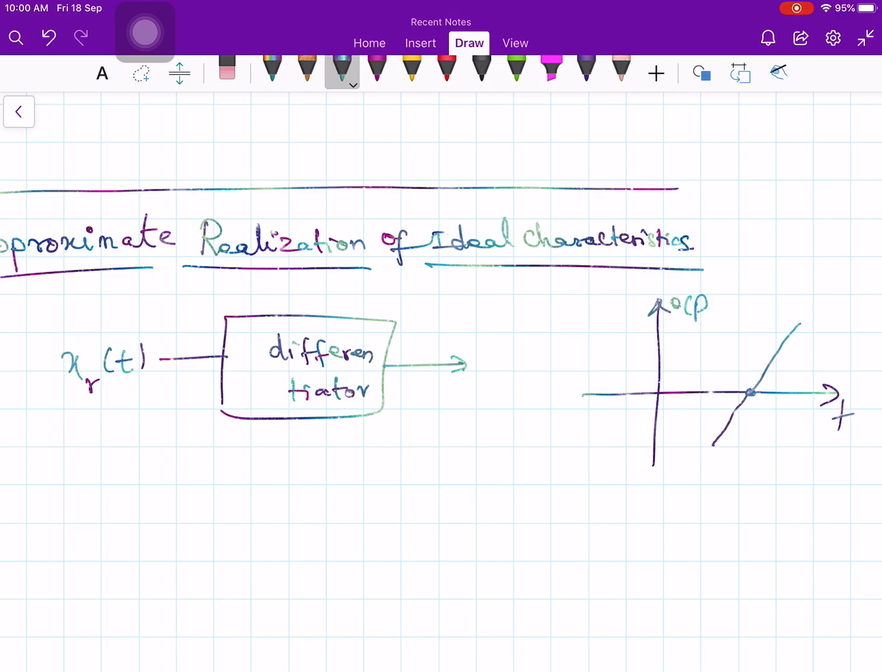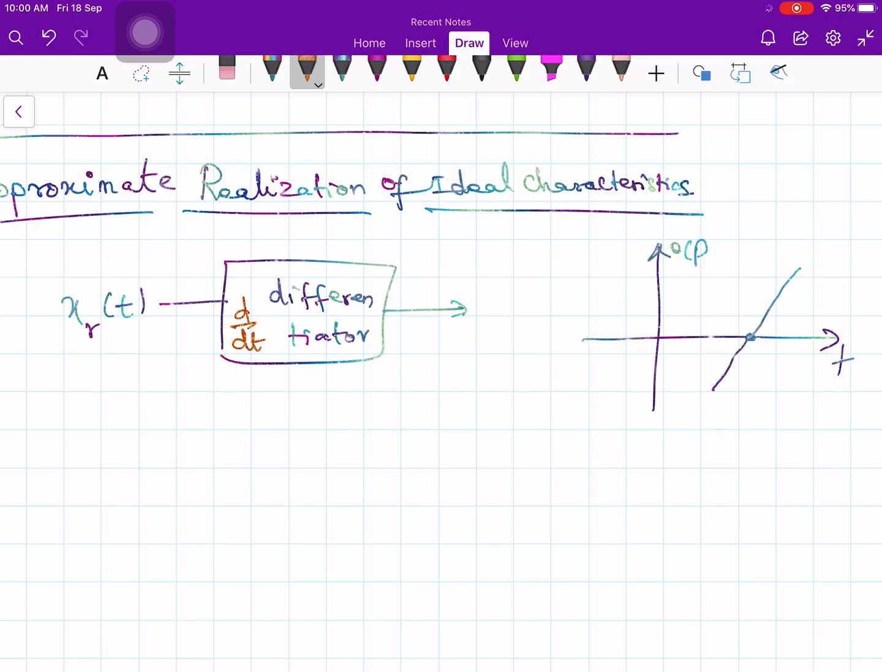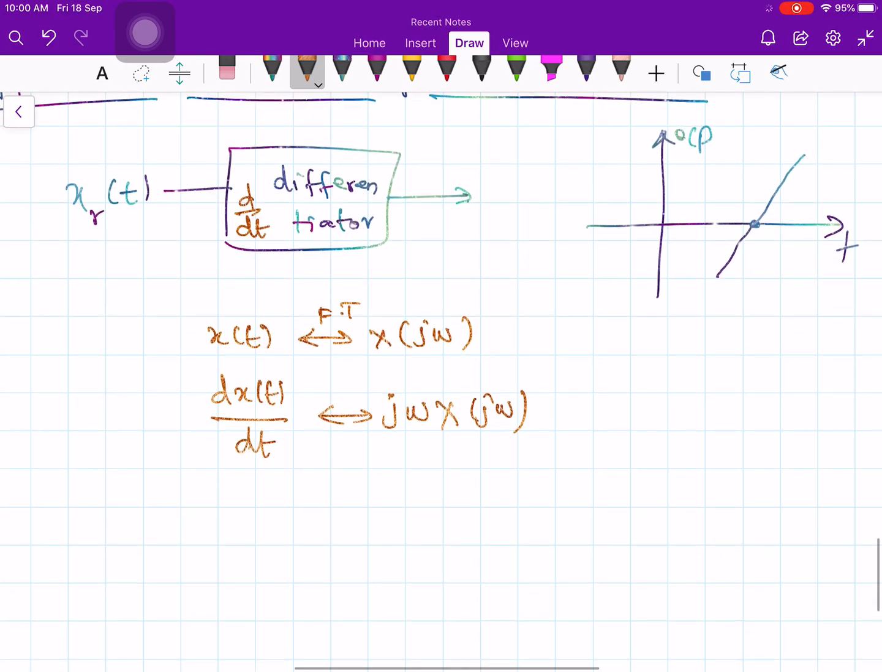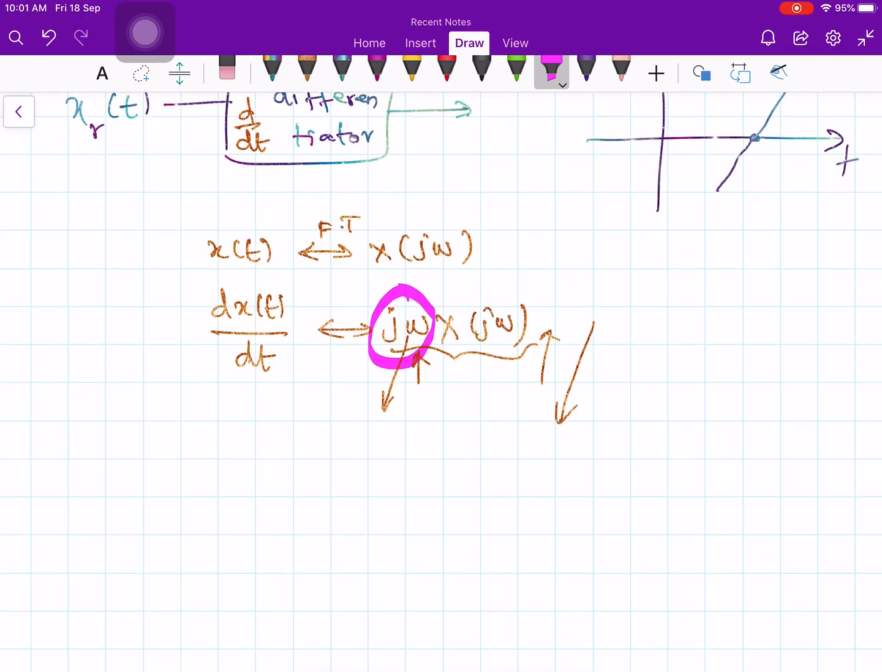Now think of an ideal differentiator, d by dt. What is the frequency response like? You recall from your Fourier transform. You have a signal x of t, take the Fourier transform, you will get X of j omega, right? Now you differentiate the signal, d by dt of x of t, then this becomes j omega times X of j omega. Now if the frequency increases, the whole thing will increase. If omega decreases, the whole thing will be reduced, right? So you have a system which just carries out differentiation, and it is equal to j omega. This property comes from the Fourier transform, called differentiation in the time domain.